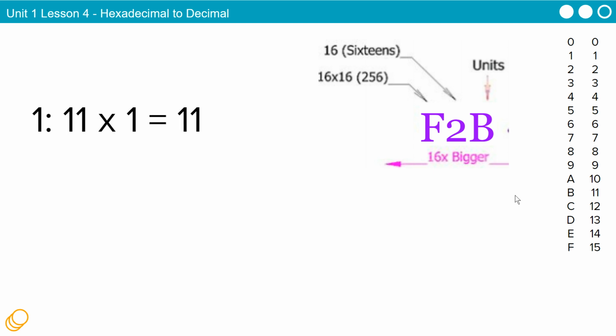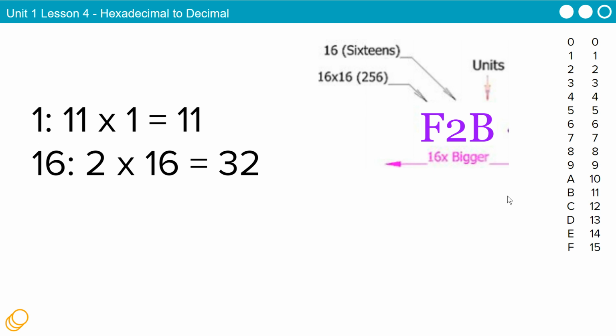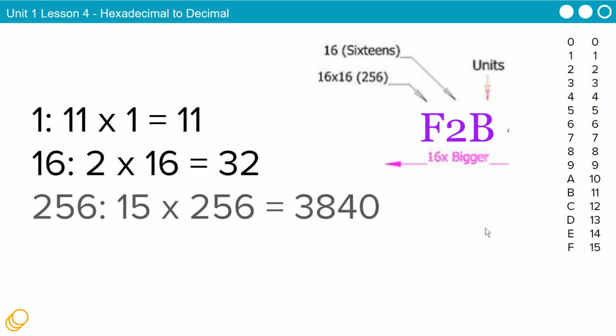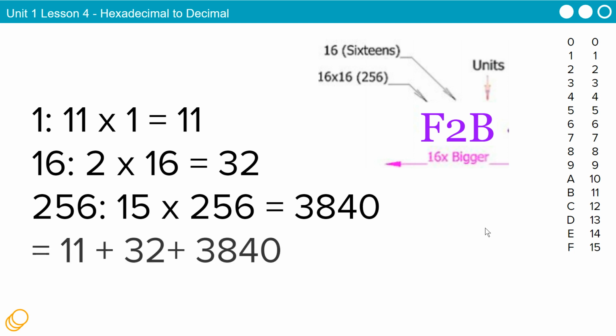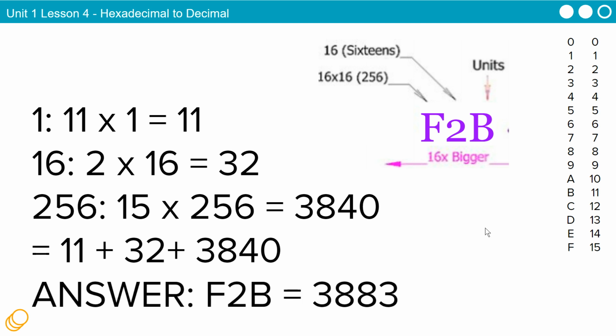What value is in my 16s place? 2. So I take 2 times 16. What value is in my 256 place? 15. It's an F, so it's 15. So I take 15 times 256. What do I do next? Addition. Add them all together. So I take 11 plus 32 plus 3,840. The hexadecimal value F2B is equivalent to the decimal value 3,883.